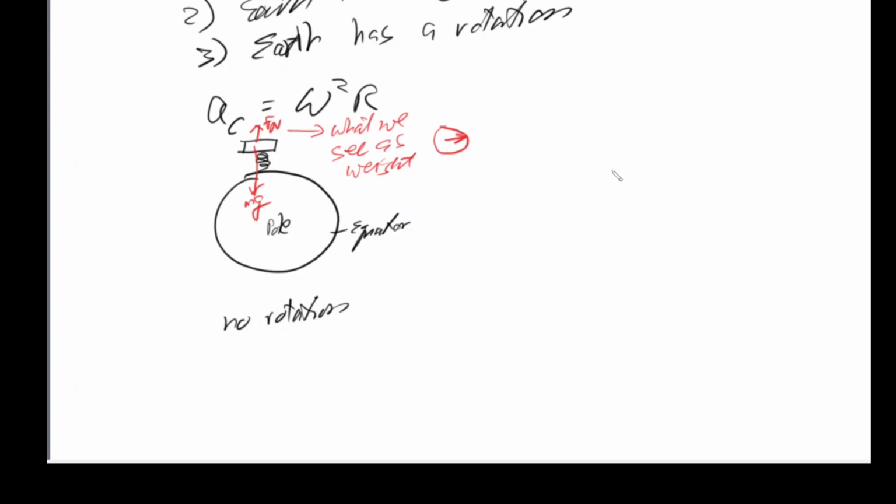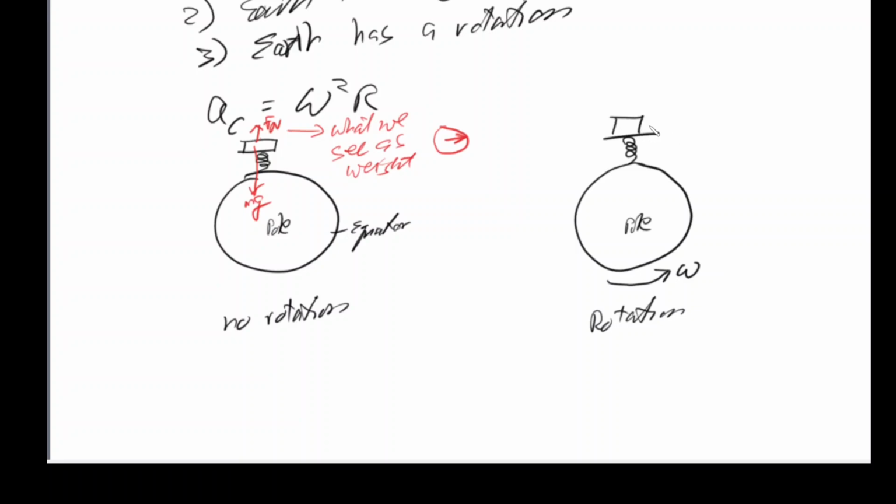Now let's do the same thing. We have the Earth. We're looking down from a pole. But this time we have rotation. So we have an angular velocity of omega. And we have our spring, our scale, our mass. Okay. Now what do we have here? We again have the weight pushing down, mg. We have the normal force pushing up, and that would normally be what we would see as weight.